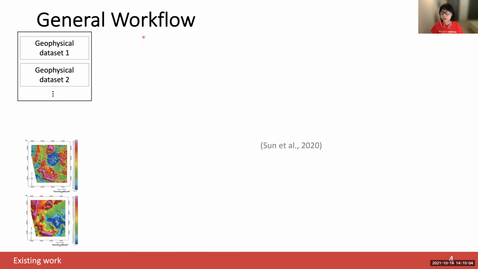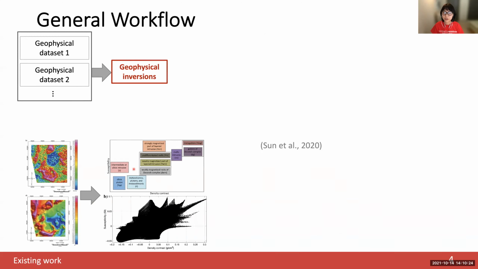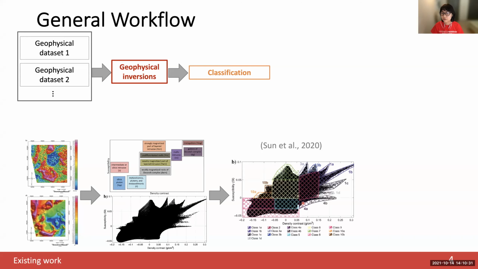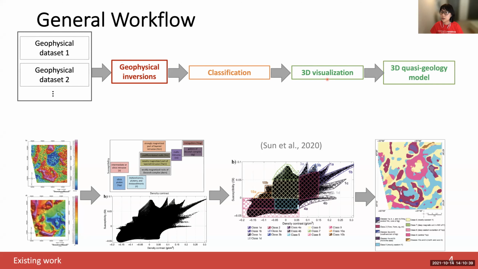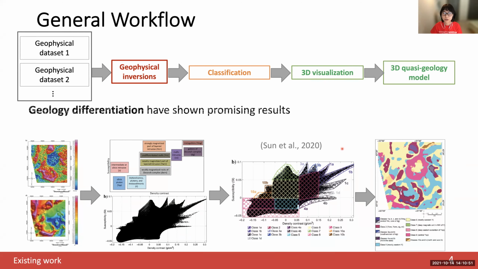So the general workflow of geophysical inversions and interpretations contains two steps. The first step is using multiple geophysical datasets, such as gravity gradient data and magnetic data, to do geophysical inversions. And then the second step is using the scatter plot based on the recovered values, along with any available geologic information, to do classification, which is a process of classifying the inverted values into different groups. And then we can visualize those classified units in 3D spatial domains to produce the final product, which is named a 3D quasi-geology model, which can be used as a representation of the subsurface geology and used for future decision makings. The process of classification based on inverted values will be referred to as geology differentiation from now on, and it has shown promising results in many literatures.